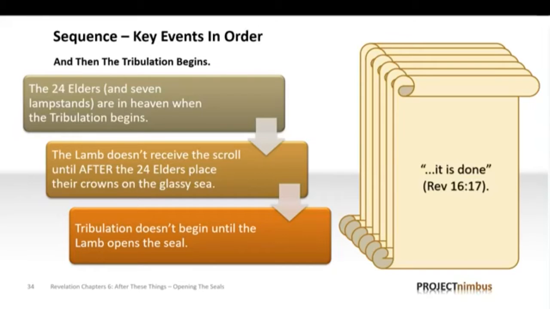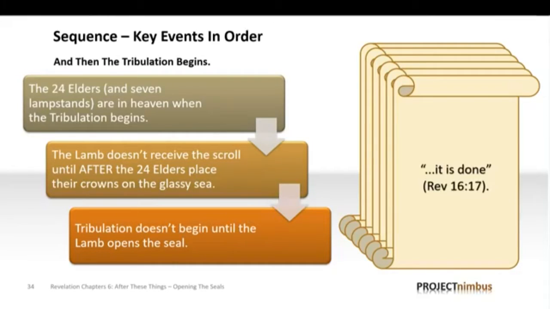He receives the scroll because the church is his bride. The scroll is a Jewish marriage contract, and one part of the Jewish bridegroom's responsibility as a goel is to take his bride, to redeem her, and to redeem what her inheritance possesses. And that is part of what Jesus is doing there. The tribulation doesn't begin until the Lamb opens the first seal.